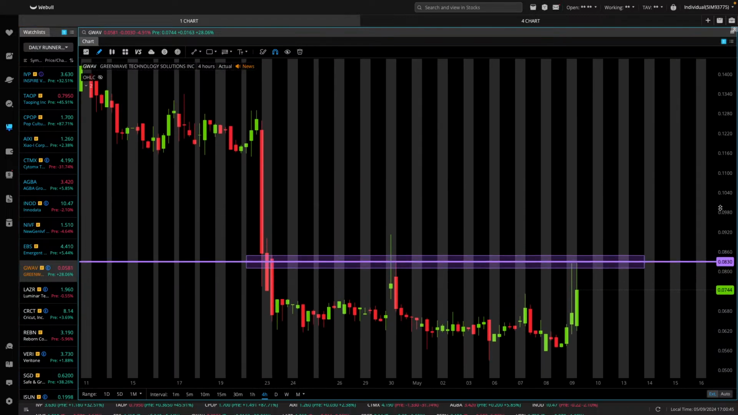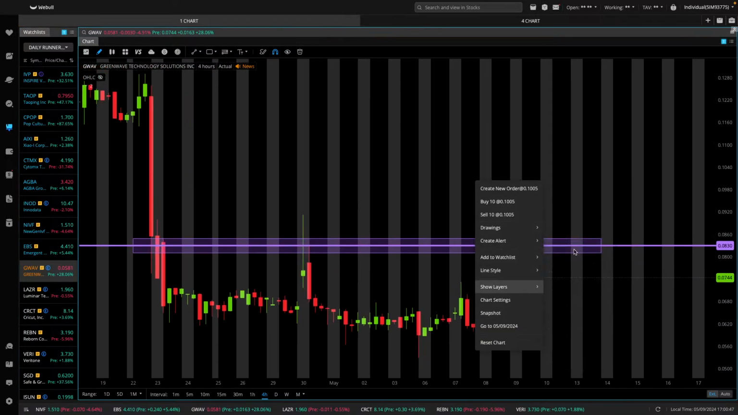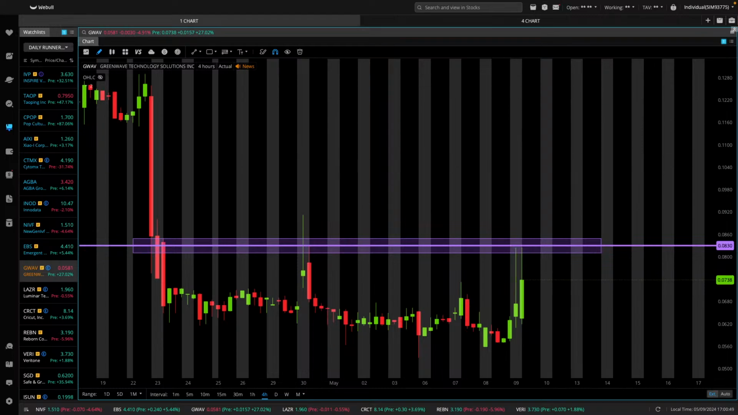GWAV is here. Needs 0.83 cents, this one. So for me, I would wait for this, but it can run hard. This is a very nice runner this morning as well. Nothing unless 0.0830 breaks. So you have to wait for that level because if it breaks above that, then it's possibly going to continue, but trying to enter now is not worth it.